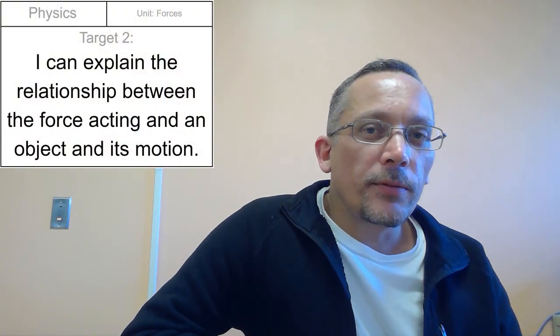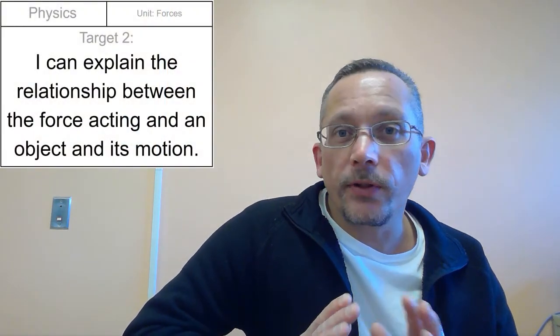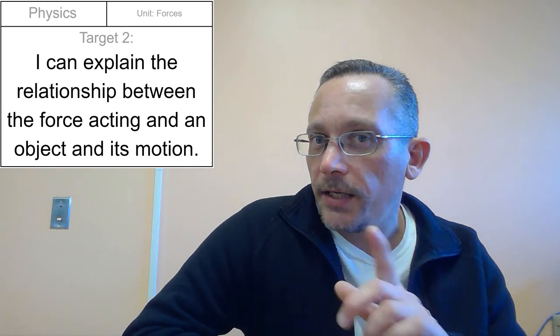Wasn't that a fun example? So basically adding vectors to find the net force. Fun stuff. So hopefully that helps us get a step closer to being able to explain the relationship between the force acting on an object and its motion.